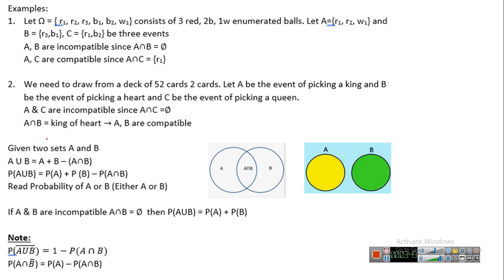Let us take an example. Suppose we have 3 red, 2 black, and 1 white marble in an urn. Let A be the set of red 1, red 2, and white 1, and B be red 3, black 1. These balls are enumerated, and C is another set. If you look at A and B, we don't have anything in common, so A intersecting B is phi, and we say it's incompatible. However, if you look at A and C, we have R1 here and R1 here. Since we have an intersection, we say it is compatible.